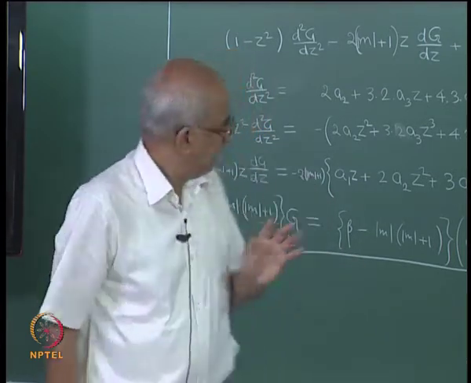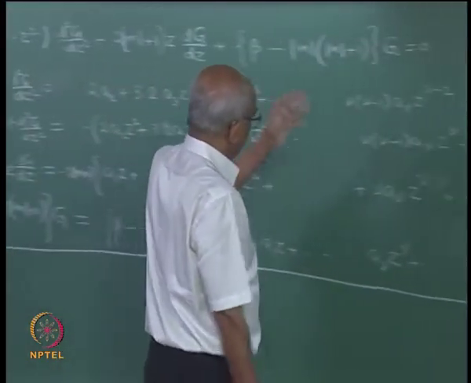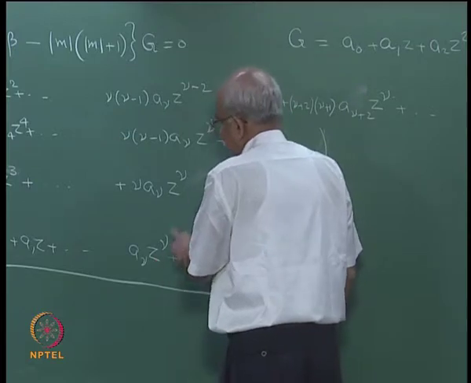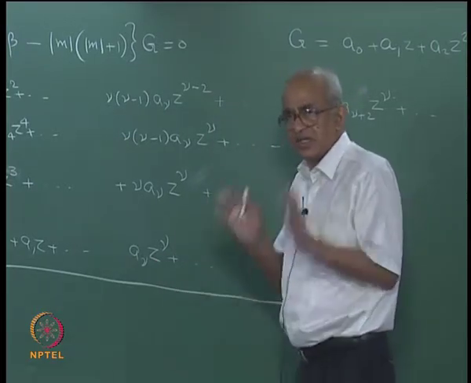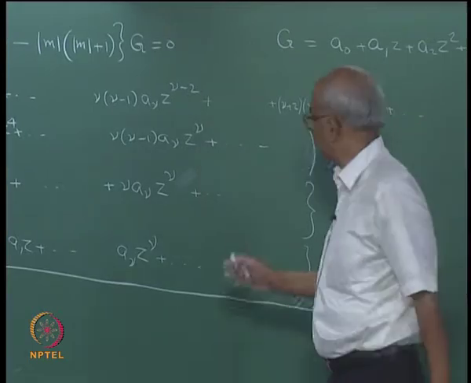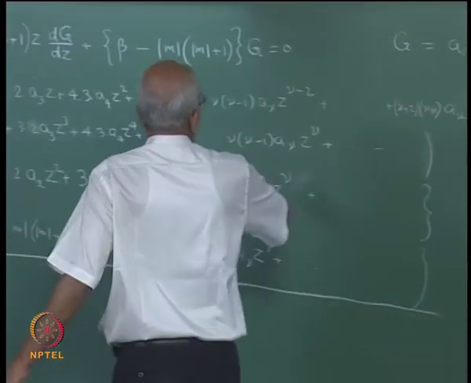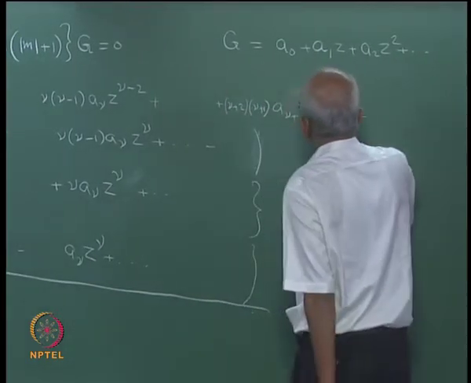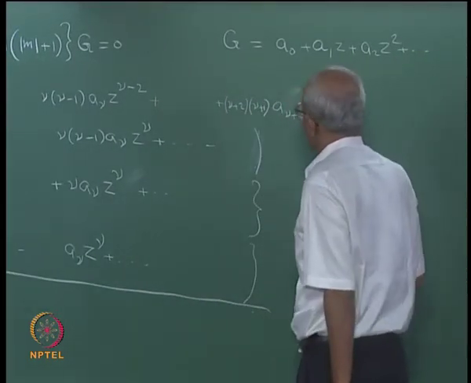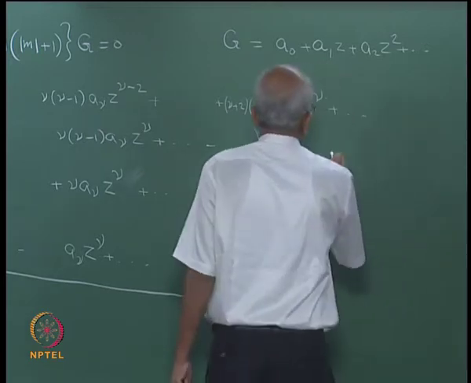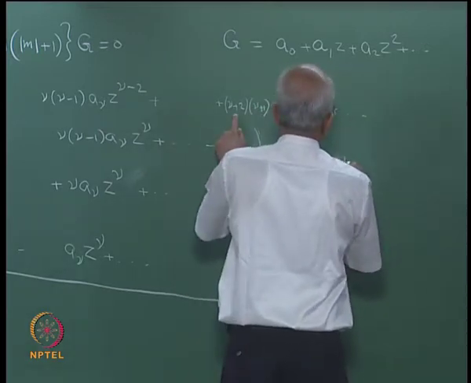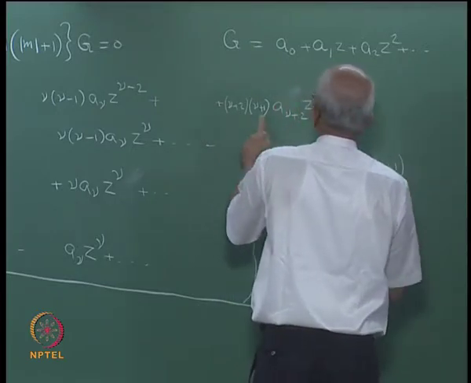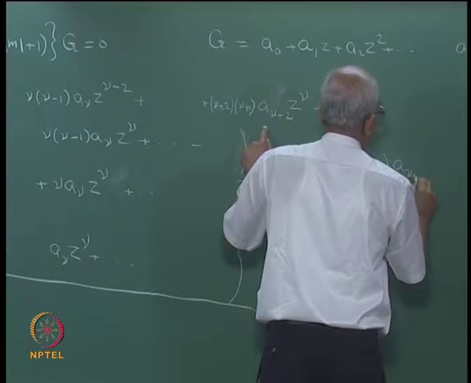Okay. And therefore, we can take a general term that will be the coefficient of z to the power of nu and say that must be equal to 0. So, let us do that. If you took the coefficient of z to the power of nu, what are you going to get? From the first term you are going to get (nu plus 2) into (nu plus 1) a nu plus 2.